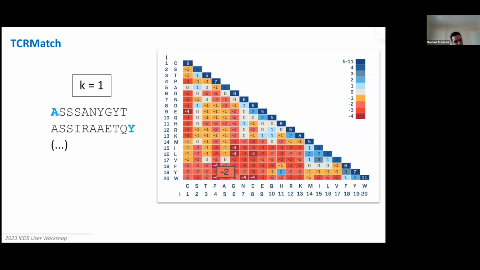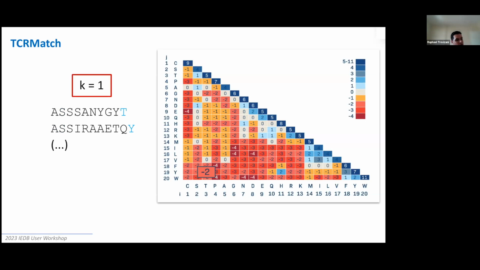Now we go to the second amino acid, the one in the top sequence, and repeat the procedure. So we have S and A, and the whole thing starts all over again. S and A gives us +4, and we repeat the whole thing till we get to the end of the first sequence and the end of the second sequence, and we're done with k equals 1.